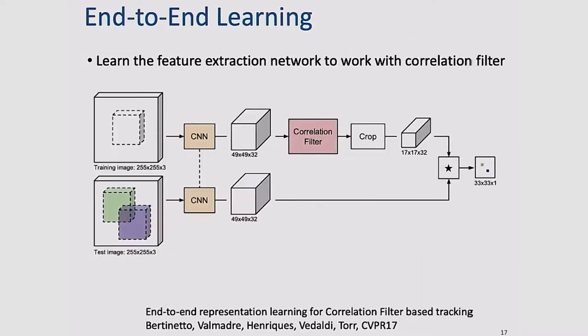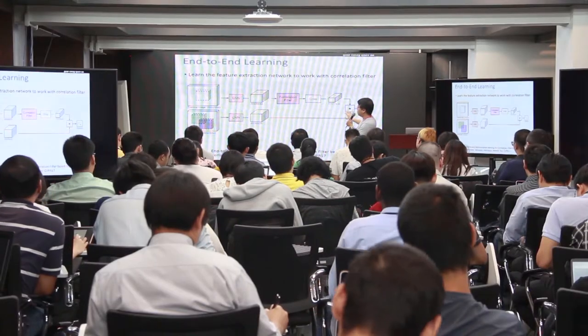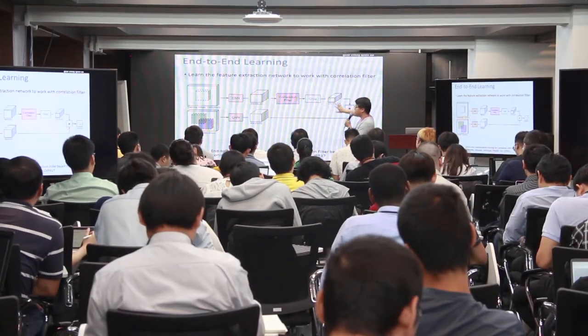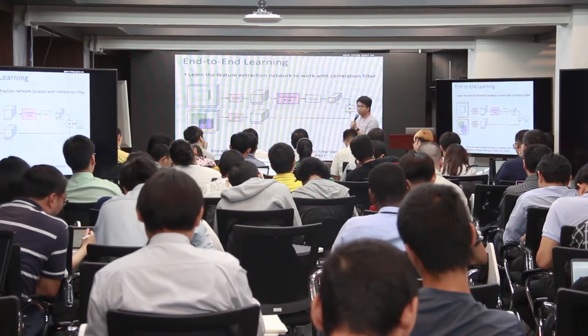Well, so the next paper, the author said, okay, we don't want to learn, what we want is an end-to-end learning framework where we can also fine-tune the network for the feature extraction. So what they propose is, instead of using a pre-trained network for feature extraction, they also learn the CNN to extract the feature maps, and then use the correlation filter at the end to actually do the tracking.